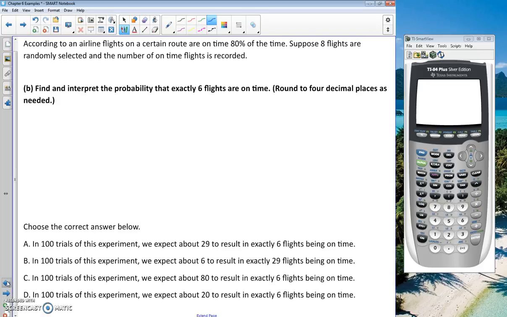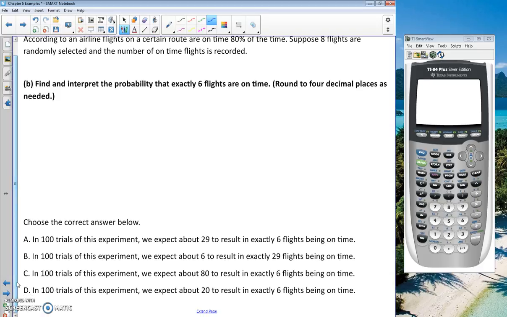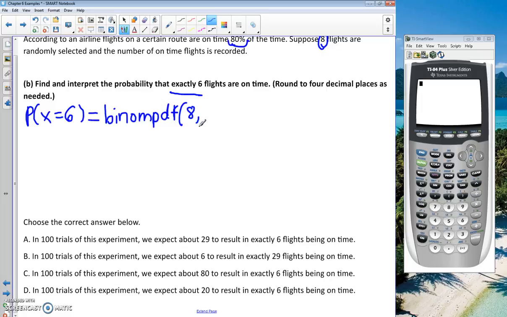So moving along, we have: find and interpret the probability that exactly 6 flights are on time. The keyword here is exactly 6 flights are on time, so we're looking for the probability that x is equal to 6. We're looking at binomial PDF since we want just one particular value. Our parameters are n, p, which is converted from a percent to a decimal, so 0.8, and x here is 6.